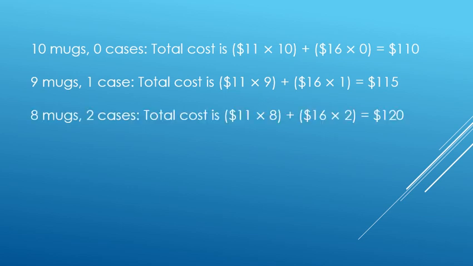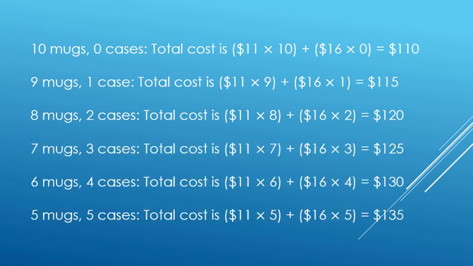Okay, let's take off another mug, and then let's add on another phone case in its place. So they're going 8 mugs and 2 phone cases. 8 mugs at $11 a mug. It's going to be $88 for the mugs. And 2 phone cases at $16 per phone case is going to be $32 for the phone cases. Add those up, it gets me $120. And I kept going on like this. I tried more combinations. 7 mugs and 3 phone cases, 6 mugs and 4 cases, 5 mugs and 5 cases, and we see the total cost here.